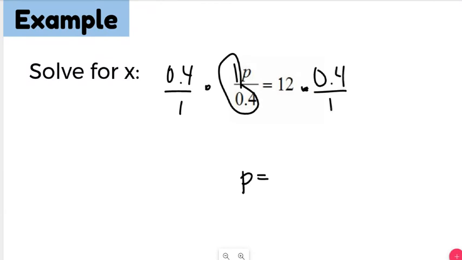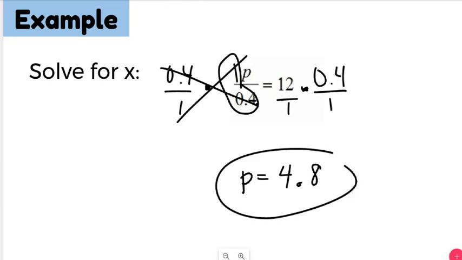Again, make sure that you can tell the difference between decimals and multiplication symbols. My numbers on the left cancel, and I just have a P. On the right, I get 12 times 0.4, which becomes 4.8. And that's it.